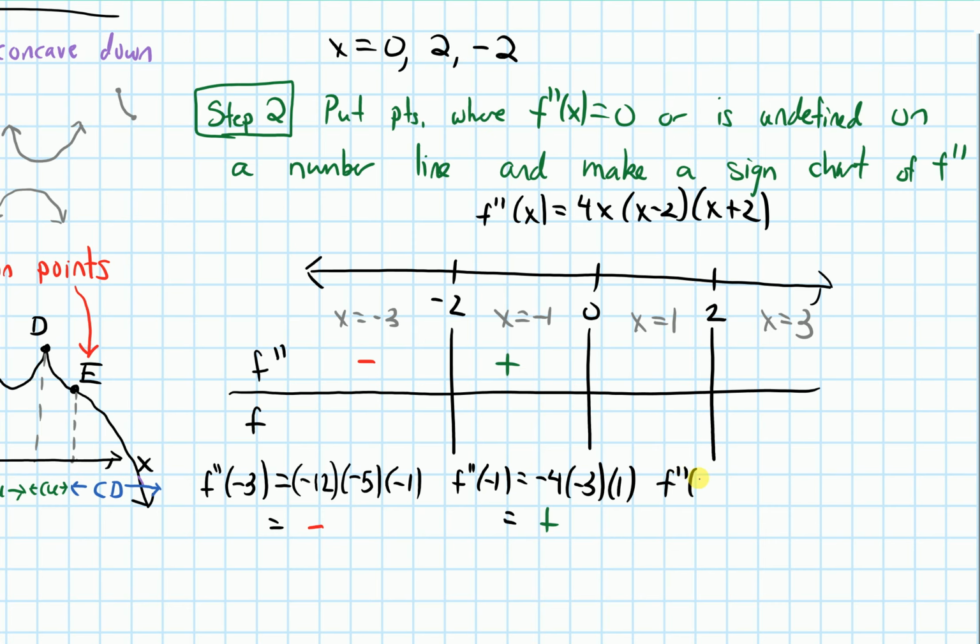All right, so next let's plug in 1 into the second derivative. That'll give me 4 times negative 1 times 3. So just one negative number here, which means overall, this is going to be negative. Negative. And now let's plug in 3. So plug in 3 into the second derivative. That gives us 12 times 1 times 5.